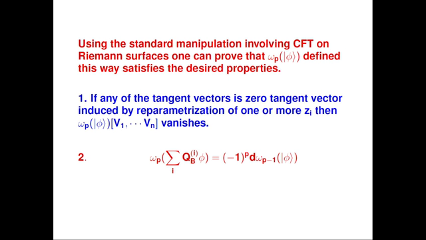The second identity, which is what we have been aiming for, is this one. Again, this is something you can show explicitly using the expression that I gave before, using techniques of conformal field theory on Riemann surfaces. You don't really need anything more than standard manipulation of conformal field theory to prove this once omega p has been defined.